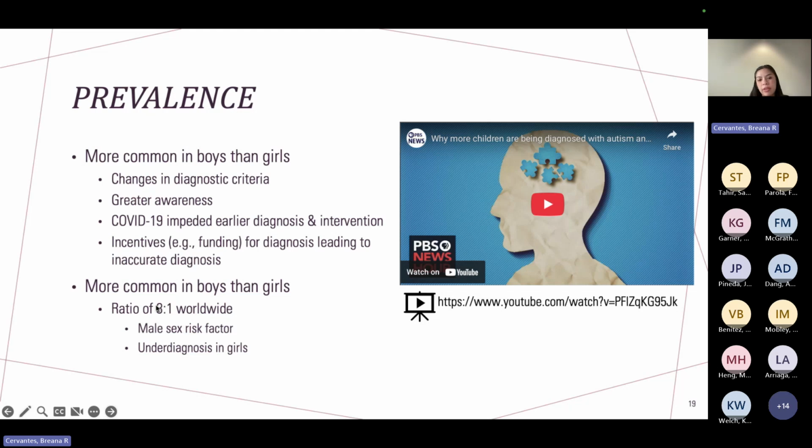A 3-to-1 ratio, again, this is more common in boys than girls, and it looks like that across countries. It doesn't seem to be specifically a Western thing. It seems to be worldwide. So male sex is a risk factor, and there's an underdiagnosis in girls.